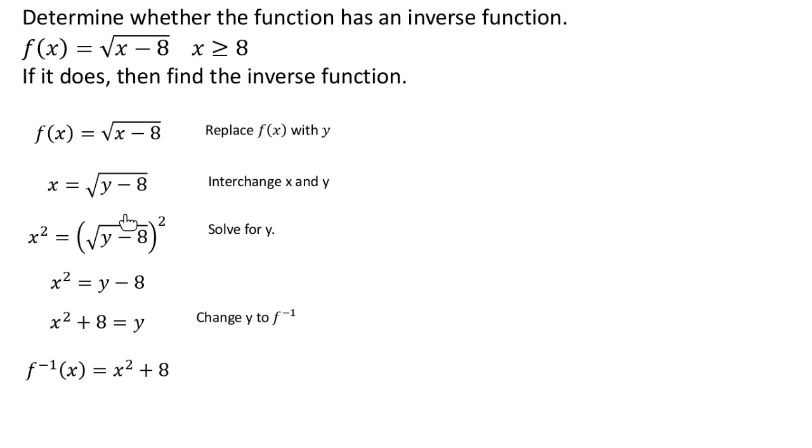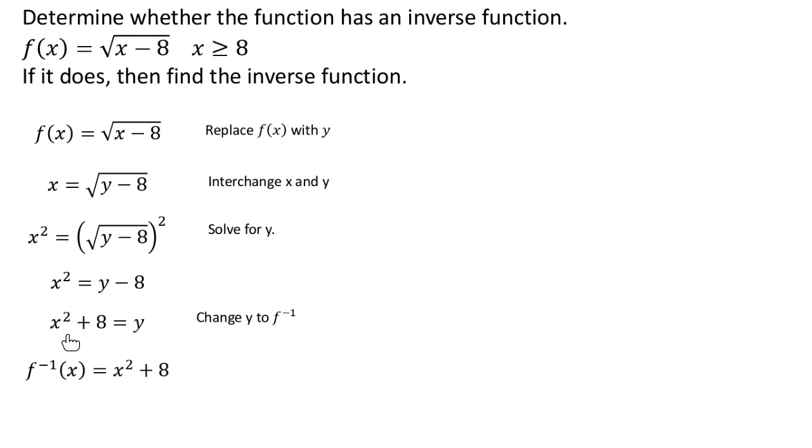So let's go ahead and do this. So we have x is equal to the square root of y minus 8. So again, I'm going to solve for y, so I'm going to square both sides. So the square root with the square will cancel each other out, okay? So it's going to leave me with x squared on the left, and on the right, we just have y minus 8. We're going to add 8 on both sides. So this is going to give us y is equal to x squared plus 8.